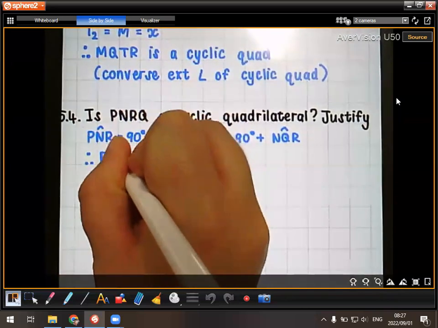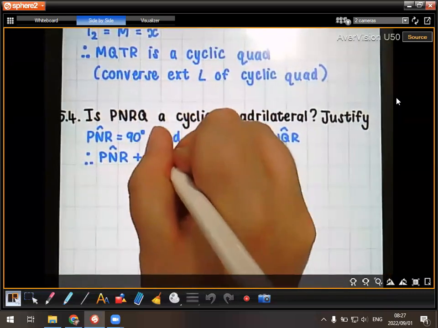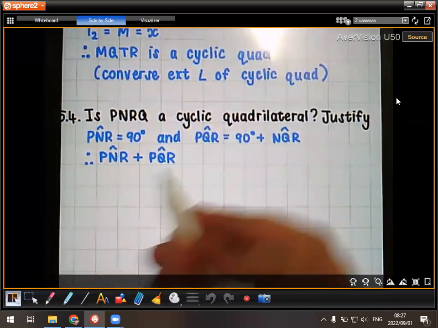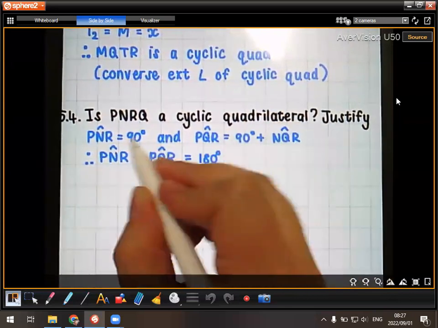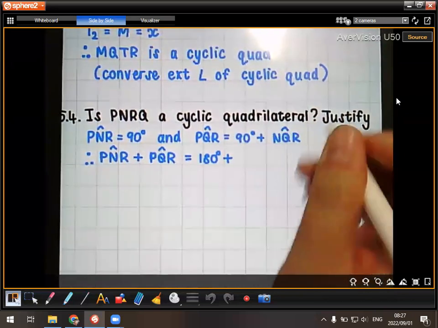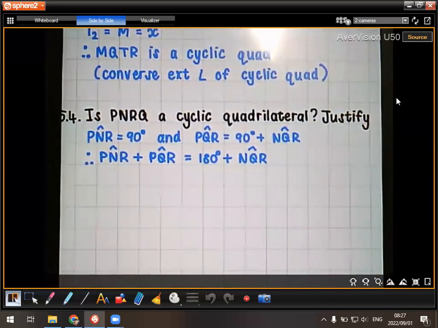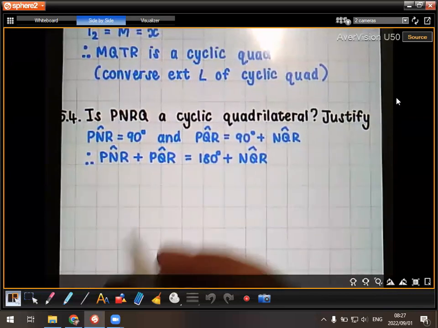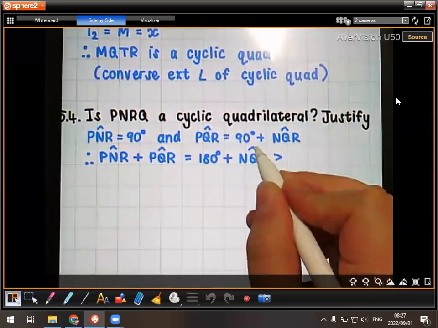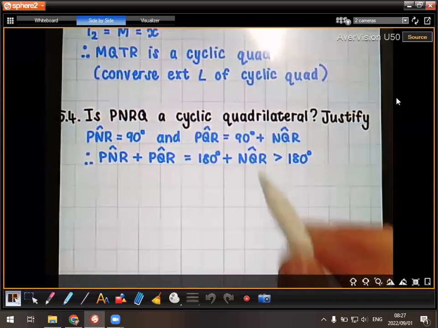Sorry about that. I'm coughing. So PNR plus PQR, these two are opposite angles, right? That's why I'm looking at them. It's going to be more than 180, because it's 90 plus 90, plus this extra NQR. So not 180, it's going to be like 190, 195. Whatever this NQR is, it's greater than 0. So we can actually put a little sign there to show that it's greater than 180. Just as a reminder of why this actually matters.